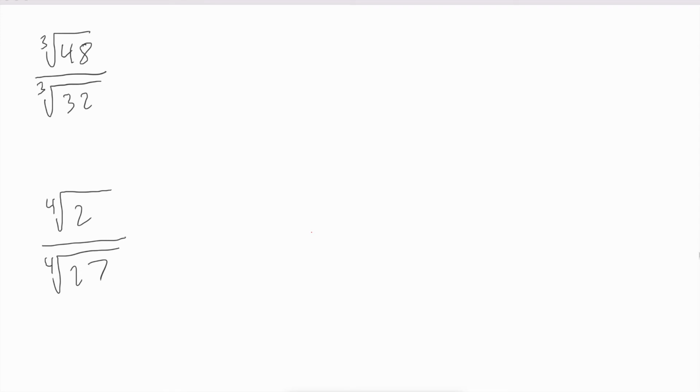is 16. So if we say divide both of these by 16, that'll give us the cube root of 48 divided by 16 is 3. And cube root of 32 divided by 16 is 2. Now, we need to get the cube root out of the denominator.